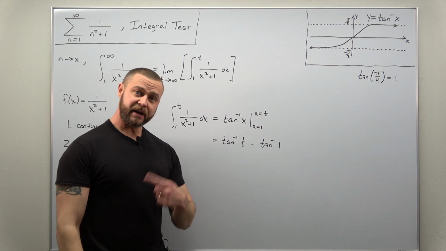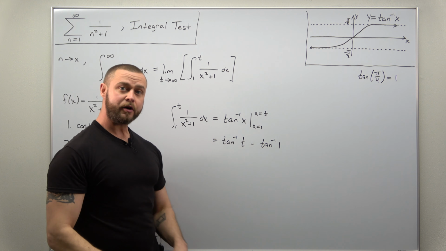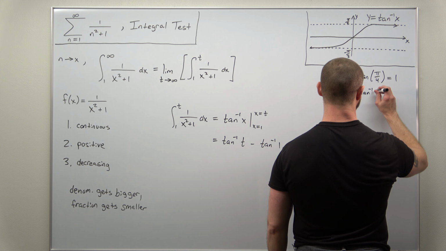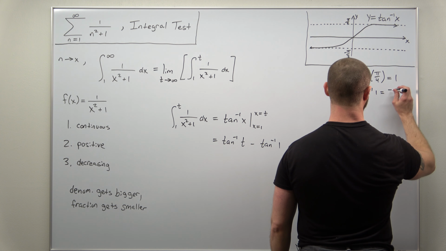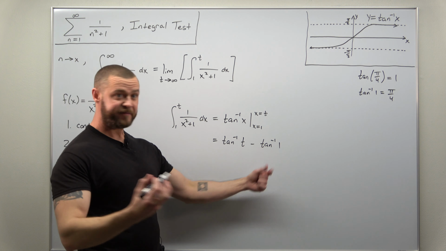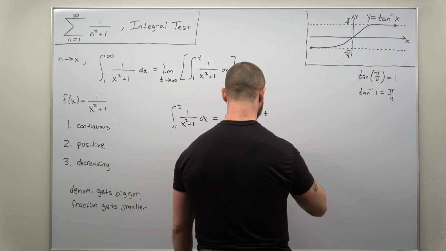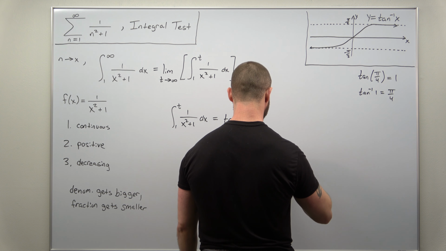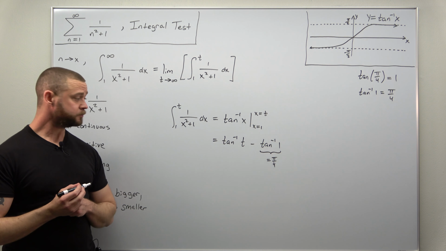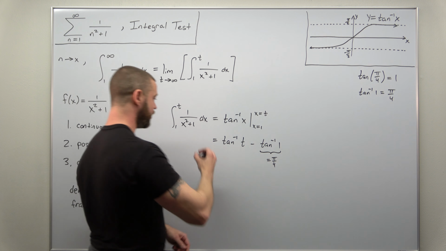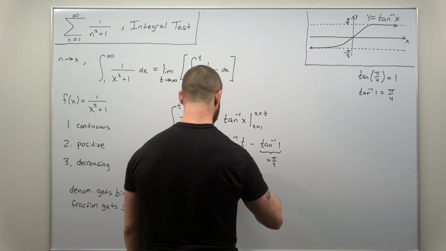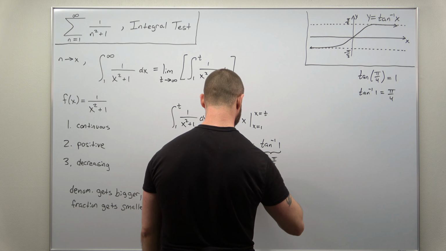And from our basic understanding of inverse functions, that's then going to imply that tangent inverse, or inverse tangent, of 1 should be pi over 4. So that value there, inverse tangent of 1, equals pi over 4. So we get the value for our integral, which is inverse tangent of t minus pi over 4.